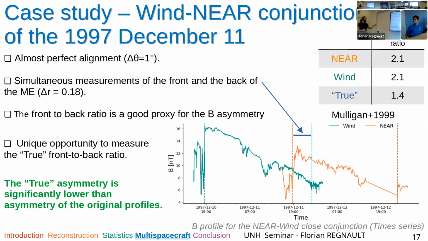So that means that the true asymmetry is significantly lower than the asymmetry of the original profile. And that tells us that whatever is happening, the time evolution of the CME properties is significantly impacting the asymmetry that you observe. This is very interesting to have. I don't think there's another way to obtain that kind of instantaneous information if you don't have multiple spacecraft that are probing the CME properties.